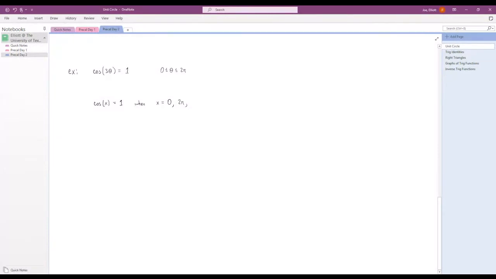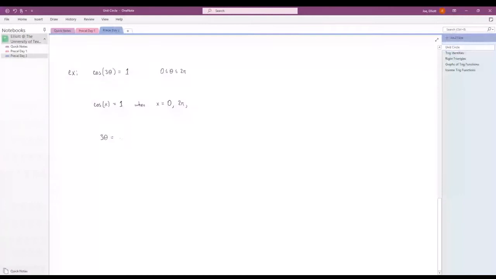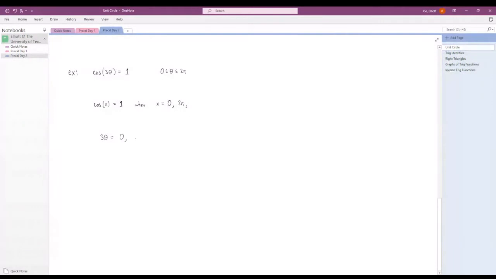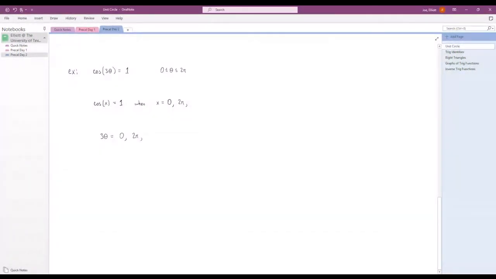So then that means for cosine of 3 theta to be equal to +1, 3 theta itself would have to be equal to 0, or 3 theta would have to be equal to 2 pi. And so if you're solving for theta, these are all possible values of 3 theta. So to solve for theta, you're going to want to divide everything by 3. So 0 over 3 is 0, and 2 pi over 3.